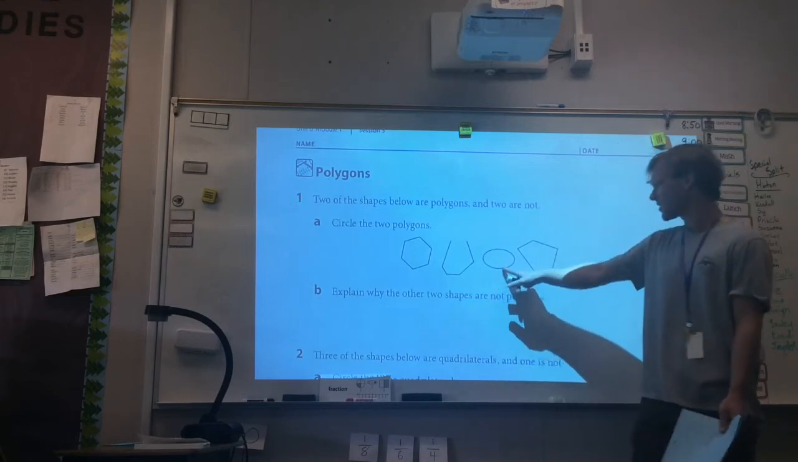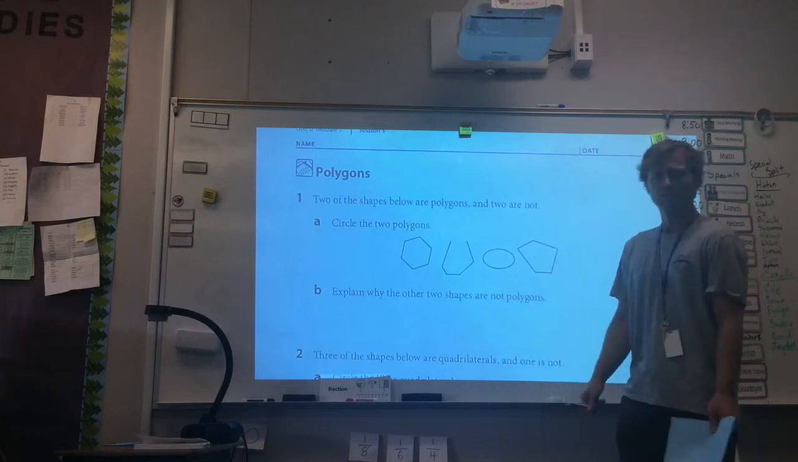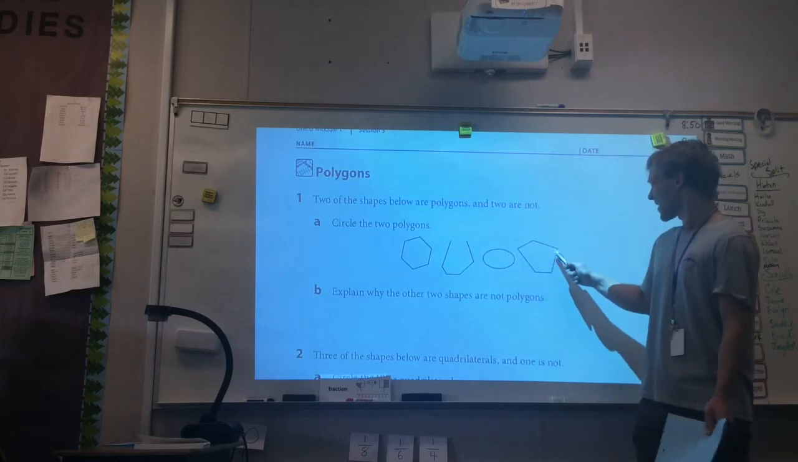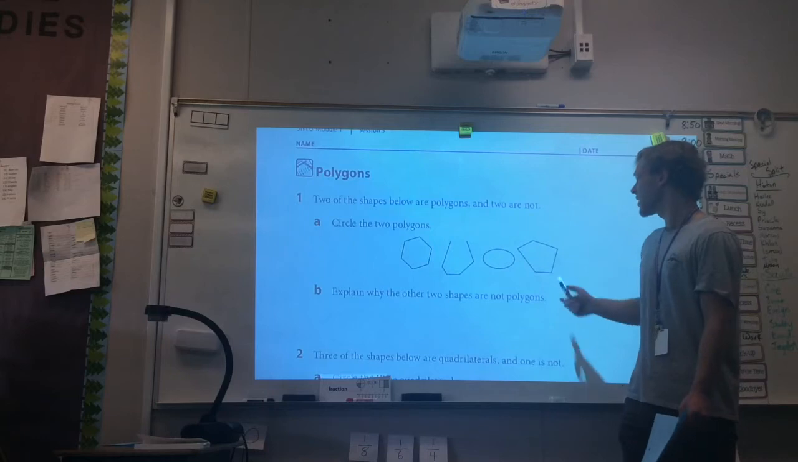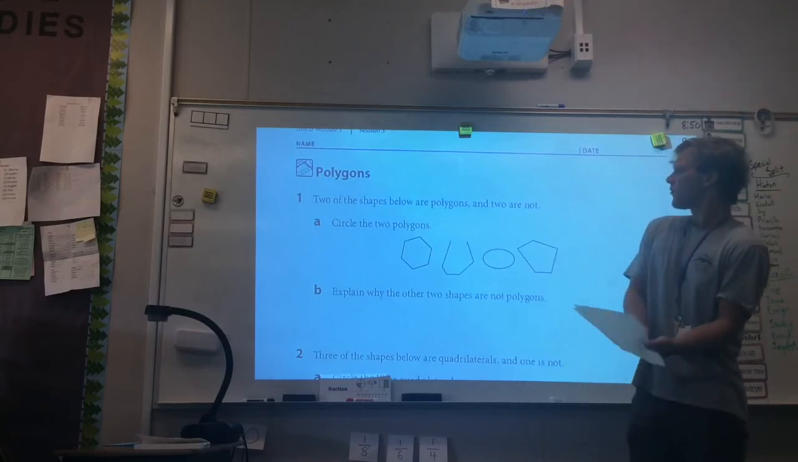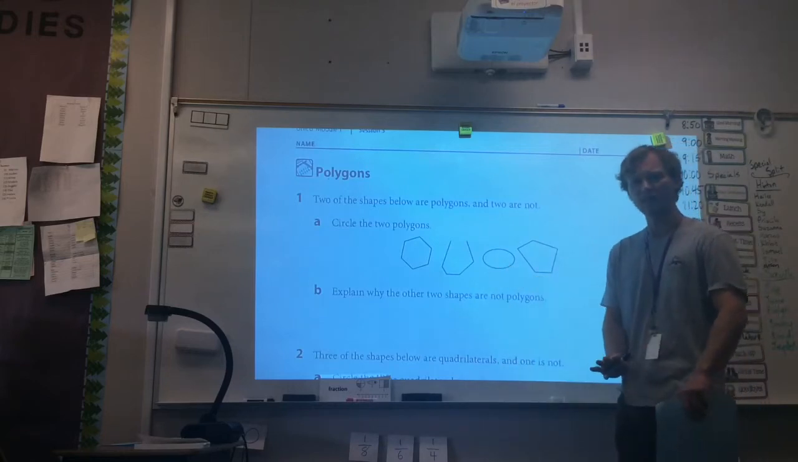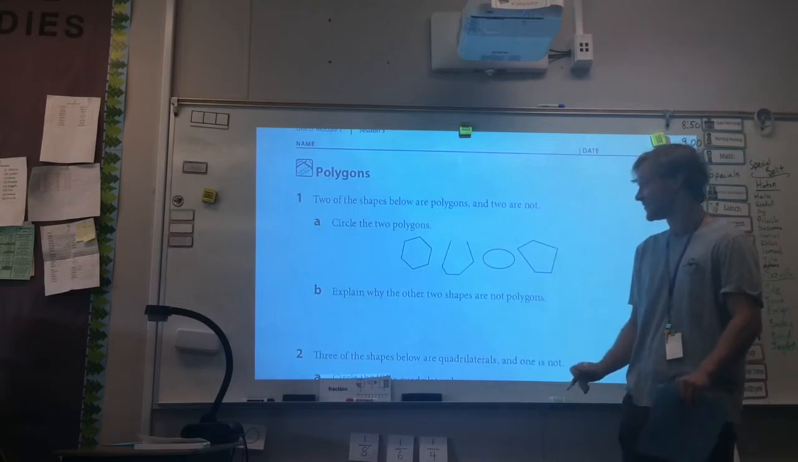This shape, let's look at this one. Are all the sides straight? No. So it is not a polygon. And let's look at this shape. Are all the sides straight? Yes. Do they all come together? Or is it a closed shape? Yes. So if we're going to circle the 2 polygons, why don't you try this on your own, pause the video, and then I'll do it. Oh wait, don't worry.